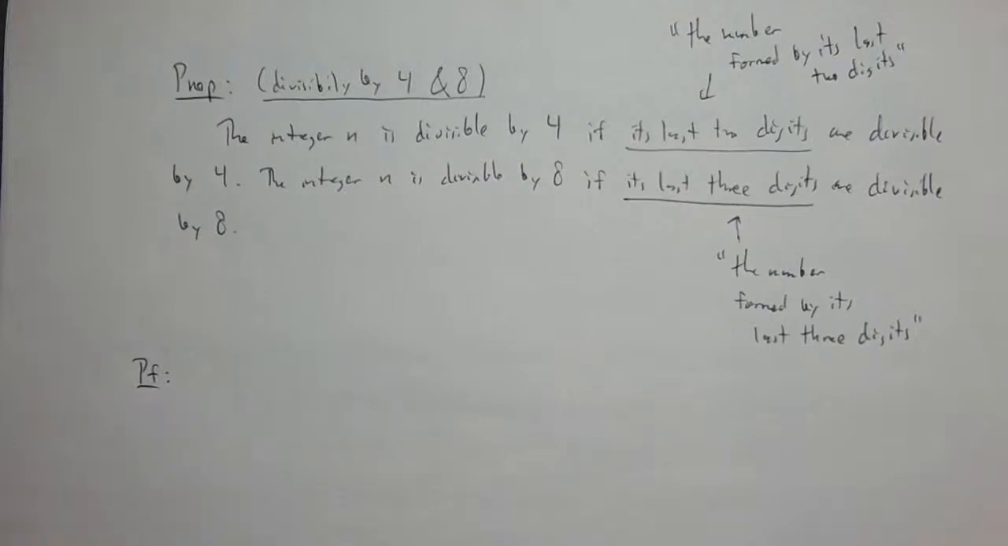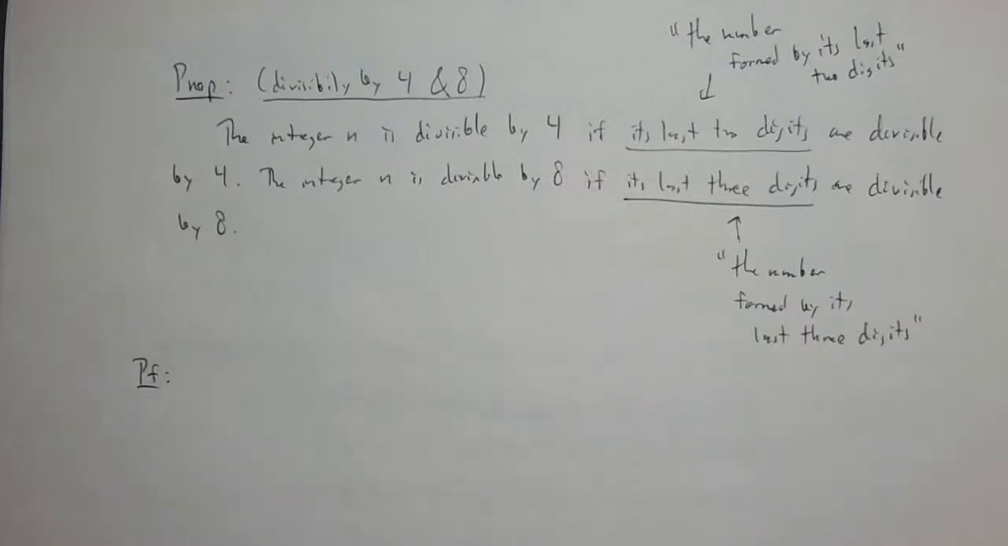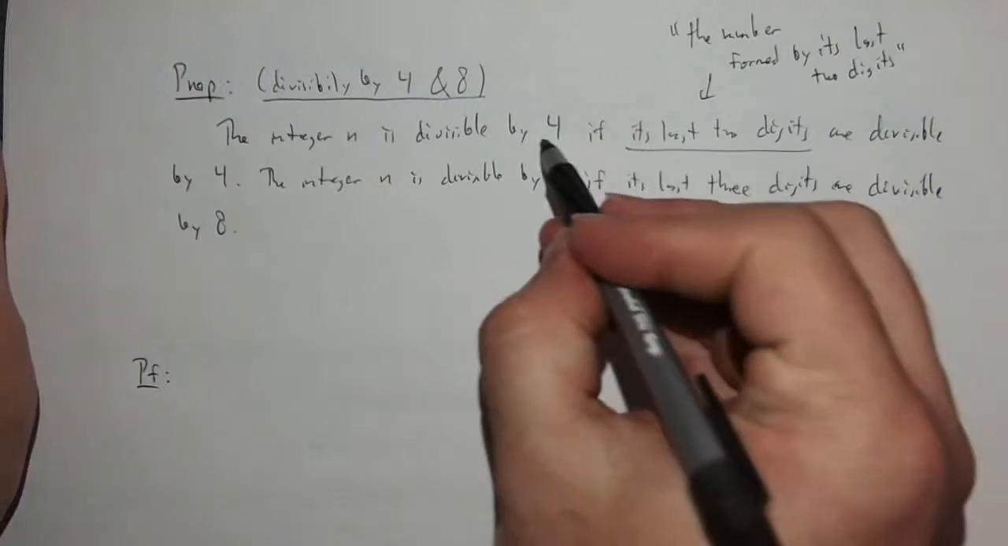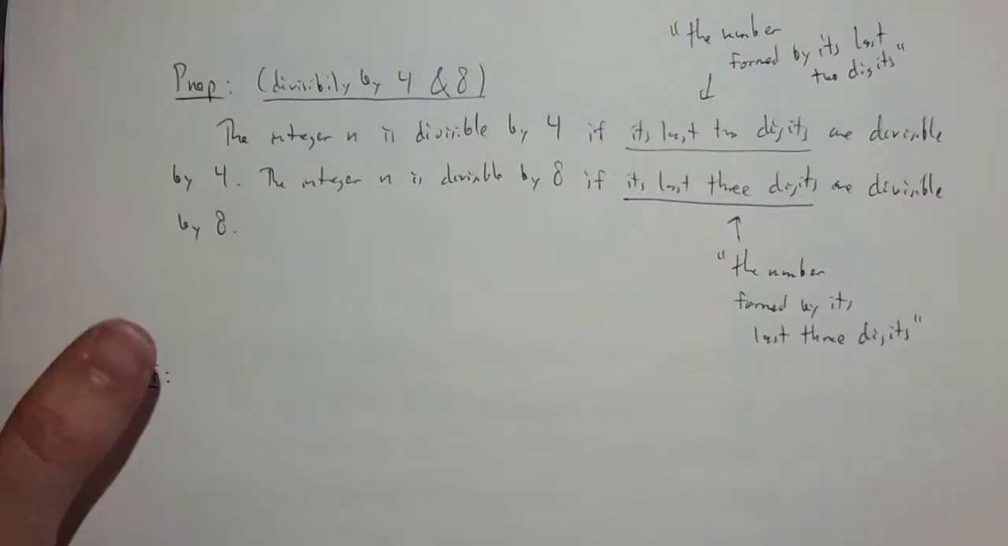And what is going on here is the fact that 4 I get from a square and 8 I get from a cube, right? That's what's ultimately going to make this the case. So that for 4 I get the last 2 digits, for 8 I get the last 3 digits. What am I saying here?